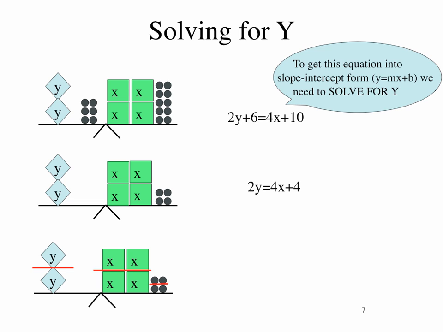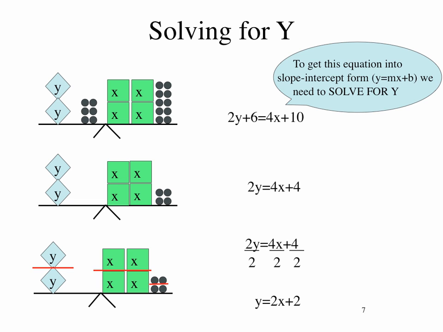What does the algebra for this step look like? Well, I started with 2y equals 4x plus 4. I divided the 2y on the left by 2. I divided the 4x by 2. And I divided the 4 by 2. When I do that, I end up with y, a single y on the left, equals 2x plus 2 on the right.